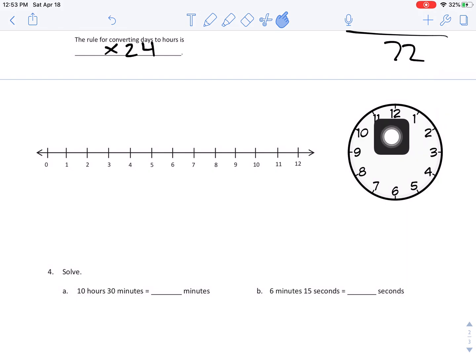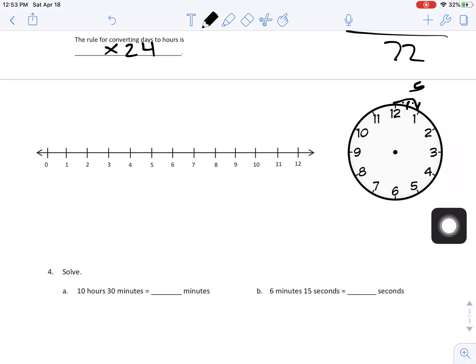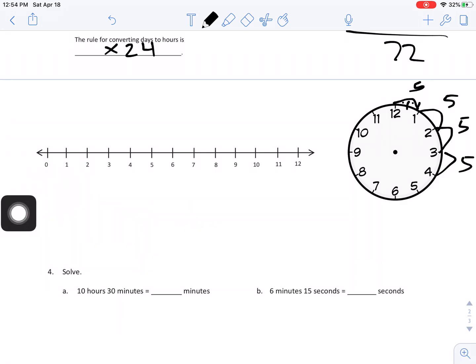So if I jump from this 0 to this 1, there's actually dots or marks in between. And you should know that between each of these is 5 minutes. So every time I jump the hour mark, each hour, it is actually 5 minutes between the large numbers. So it's the same over here on this number line. Between 0 and 1 is 5 minutes.